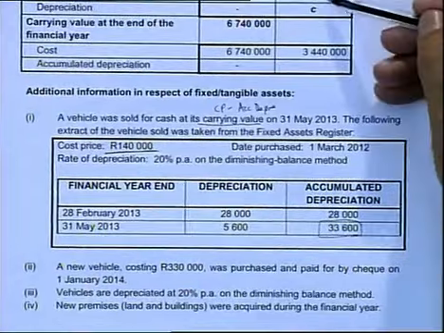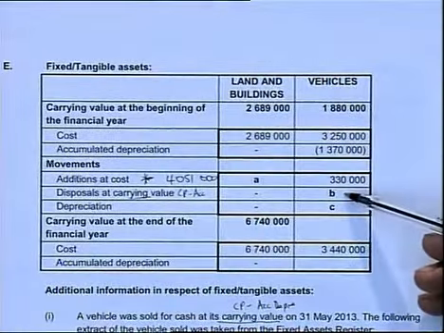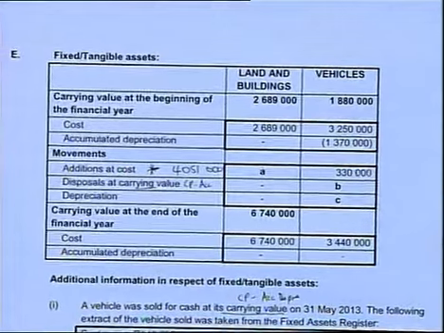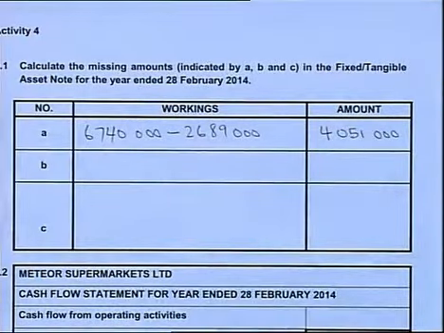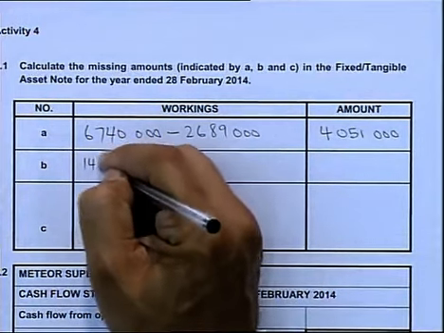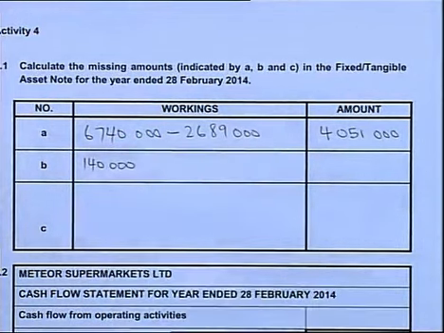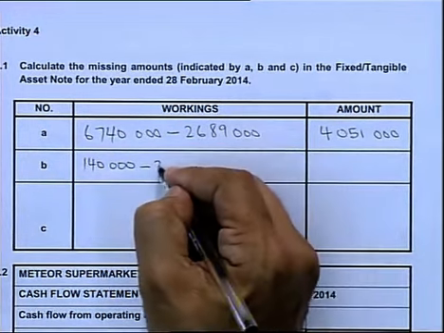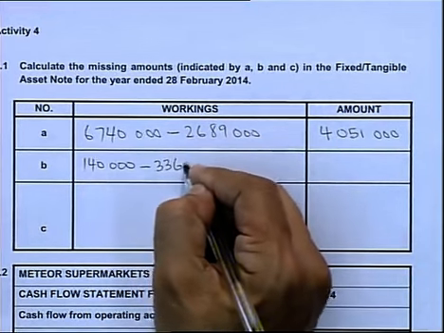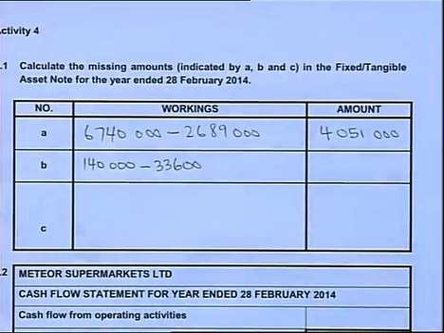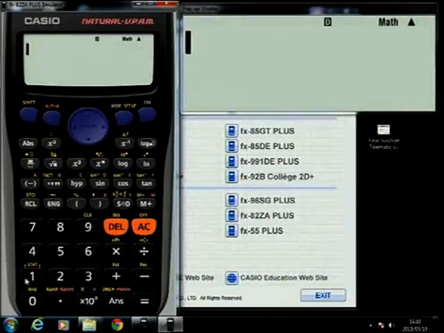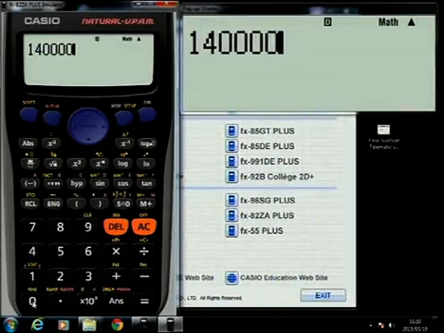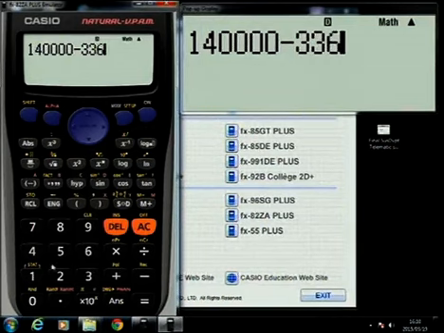And the letter B, it says calculate the disposal at the carrying value. So for the carrying value, I need the cost price of the item that I'm selling, which is 140,000, minus the accumulated depreciation of the item that I'm selling. Okay. So back to the calculator. It says 140,000 minus 33,600.